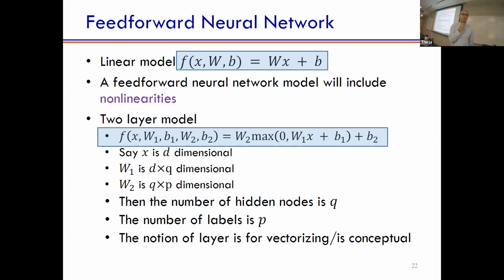We have this linear model that we saw last time: f of x, w, and b is wx plus b. So a linear transformation of x plus some offset. That's why it's a linear model. Now what we're going to do is introduce a new model called the feedforward neural network, which will have some nonlinear transformations. Nonlinearity is just a way to refer to nonlinear transformations.